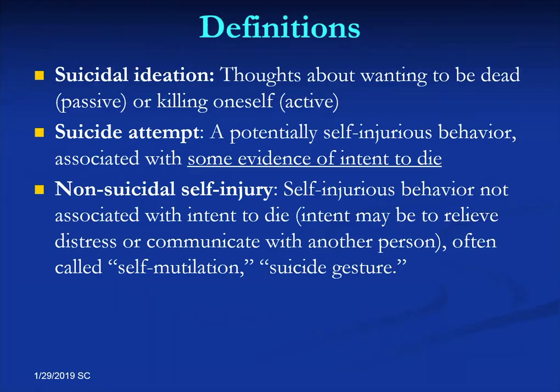Before we get started, we're going to be talking about a few different terms, and we want to make sure that we're all on the same page tonight as we're talking about these things. So we're going to make a distinction here between suicidal ideation, which are thoughts about suicide, and we break those into two categories: active thoughts, as in, I want to be dead, I want to die, I want to kill myself, or passive thoughts, I'd be better off dead. Okay. A suicide attempt is a potentially self-injurious behavior that is associated with some evidence of an intent to die.